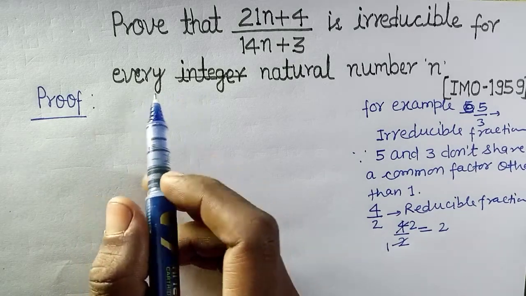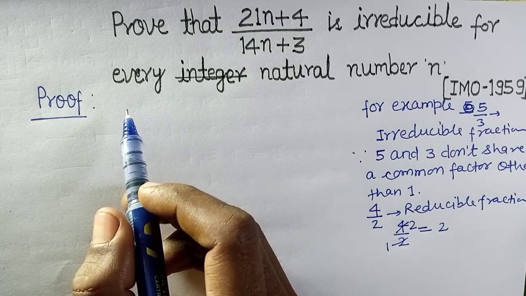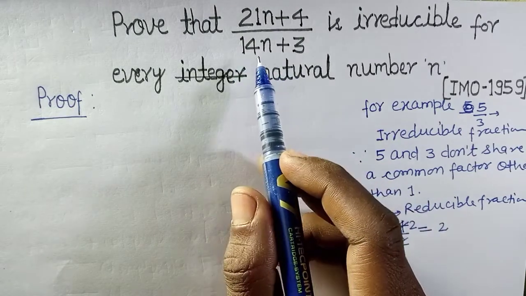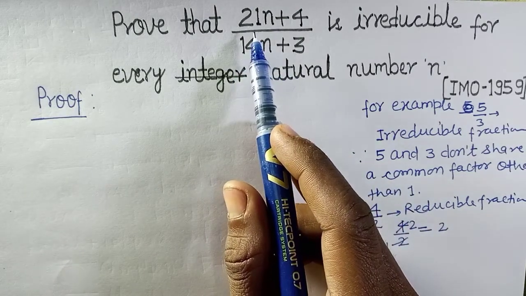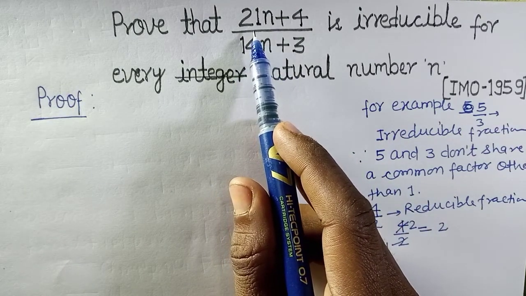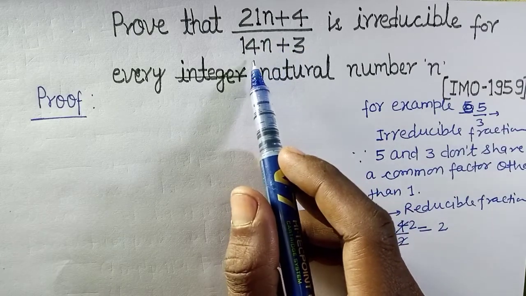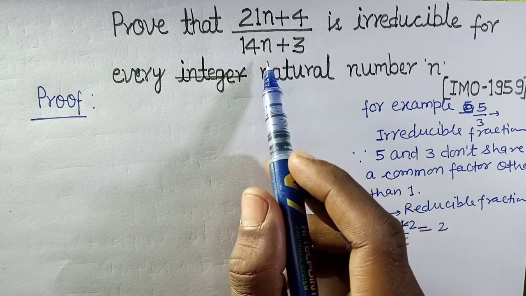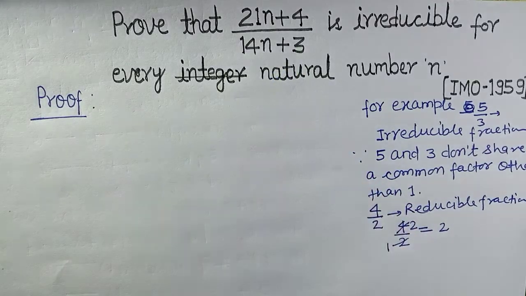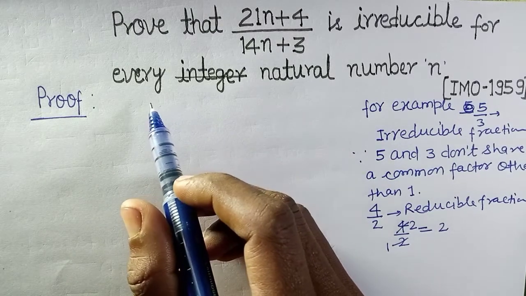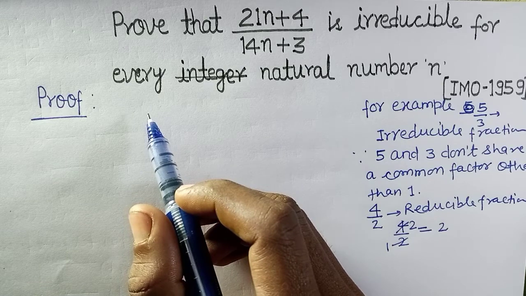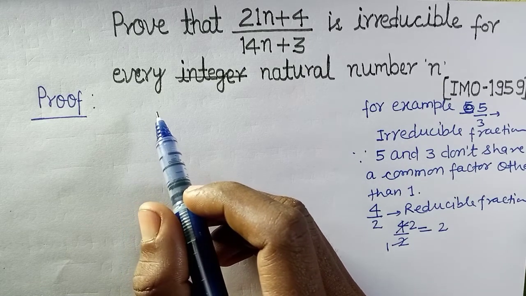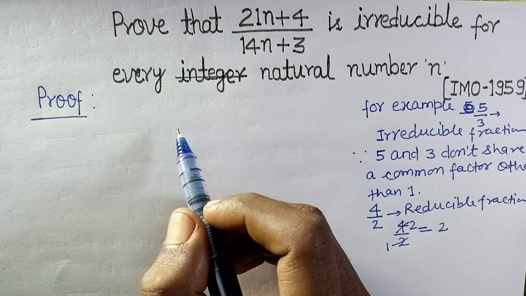So in this problem we have to show that 21n + 4 and 14n + 3 do not share a common factor other than 1. In this problem we will apply a proof by contradiction.